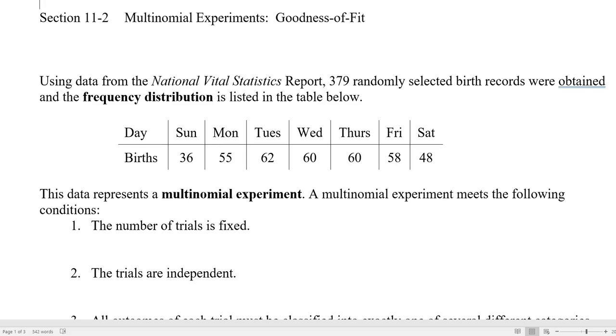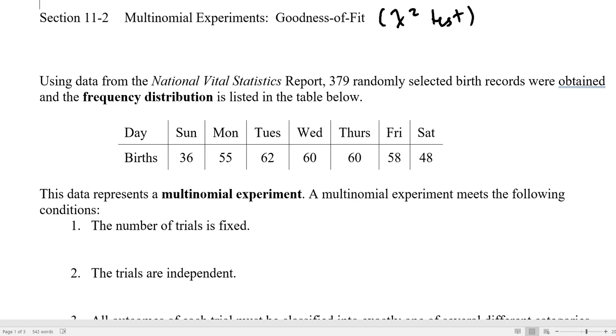Hey guys, so section 11.2, we're going to be doing goodness of fit tests. What this basically does is we're going to be able to run multiple proportion tests at once into a type of chi-squared. So this is going to be a type of chi-squared test. We'll have two, 11.2 and 11.3 are both chi-squared tests.